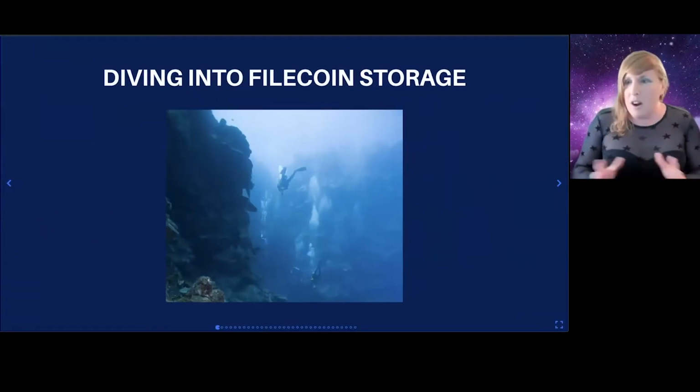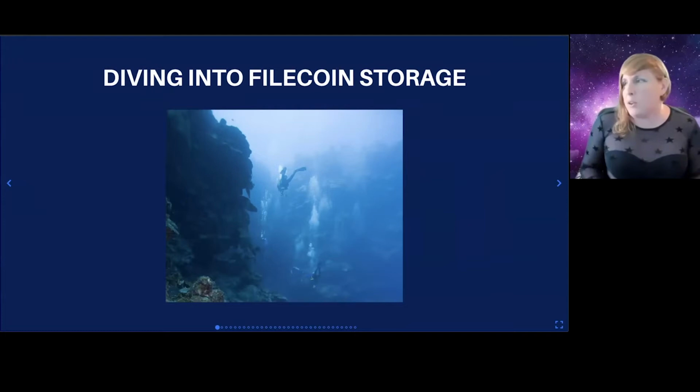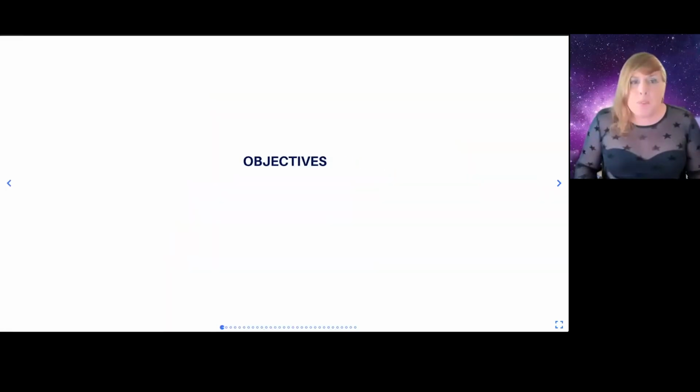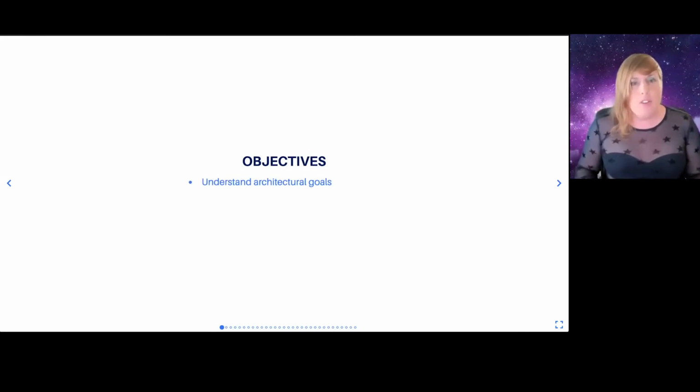So this talk is about diving into how storage works in Filecoin. And we're gonna talk about the process of putting data into the Filecoin network for storage. Here's what I'm hoping that you'll get out of this talk. By the end of the talk, you should be able to understand the architectural goals of the Filecoin storage market. You should be able to recognize the transformations that your data goes through as it moves into Filecoin storage.